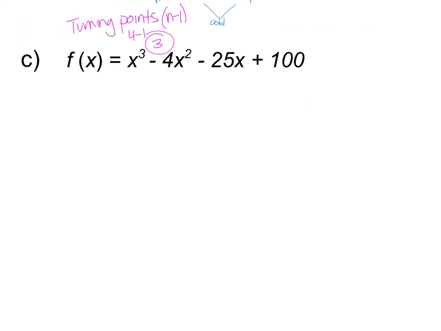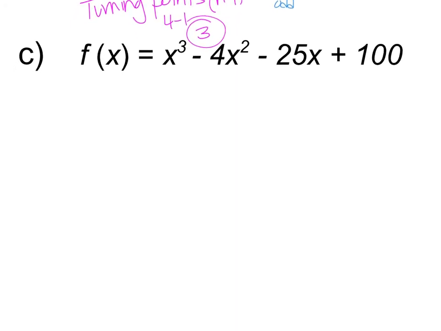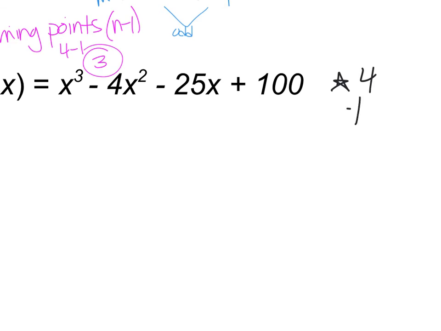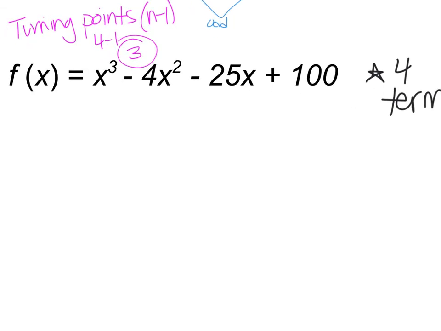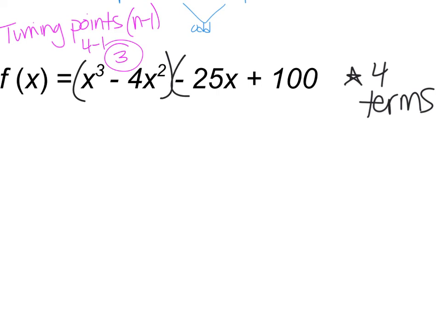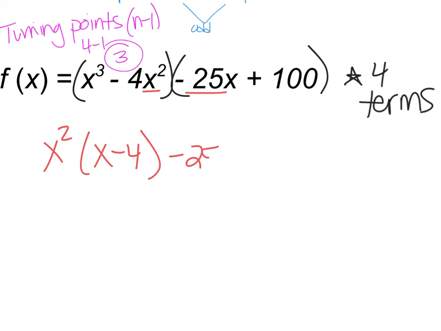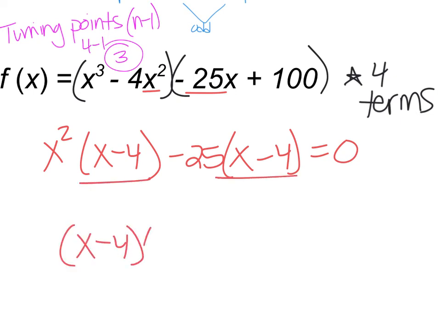All right, one more. So in this case, we do not have a greatest common factor. Well, we have 4 terms, and 4 terms is our key to look for factoring by grouping. So if we group the first 2, group the second 2, in the first set of parentheses, I can factor out an x squared. And in the second set, I can factor out a negative 25. So I'll leave us with a positive x and a negative 4. Set that equal to 0. Finishing that factoring, we can factor out that x minus 4, and it leaves us with the x squared minus 25.